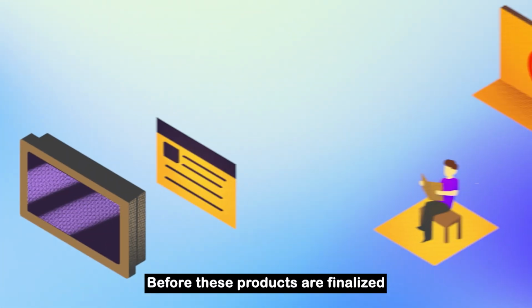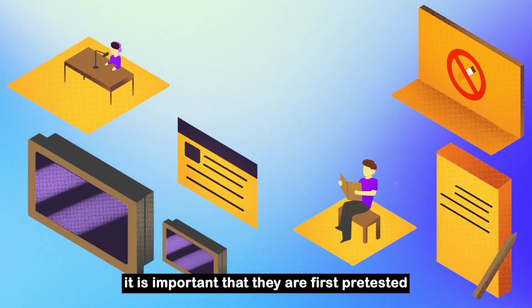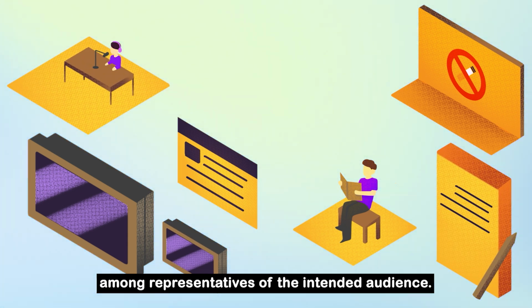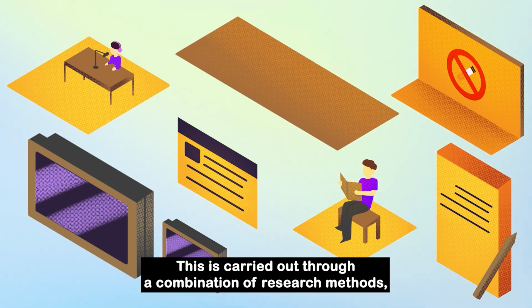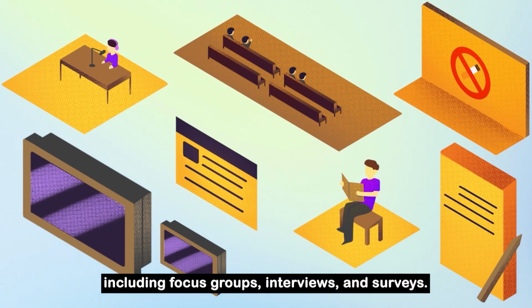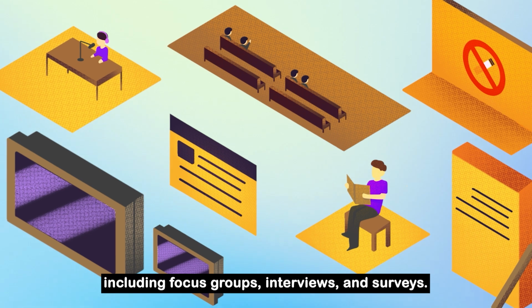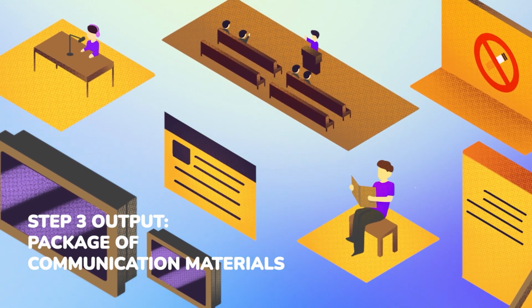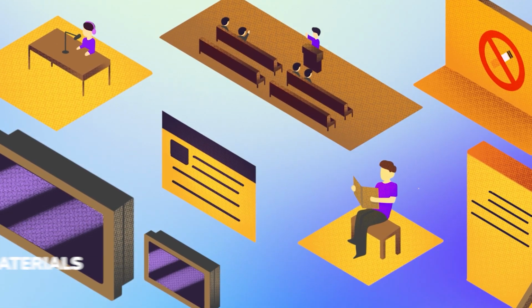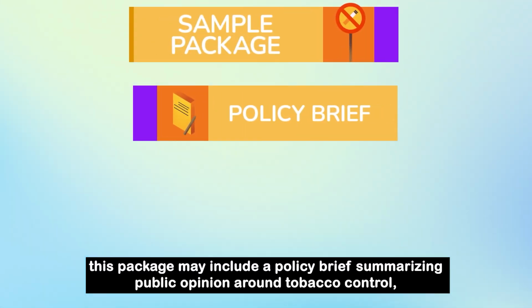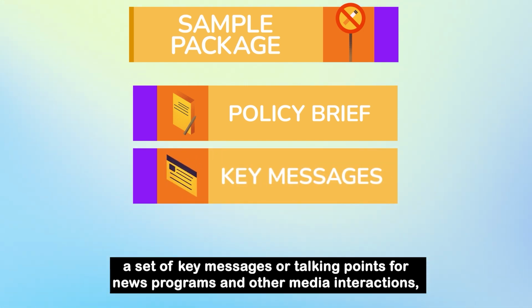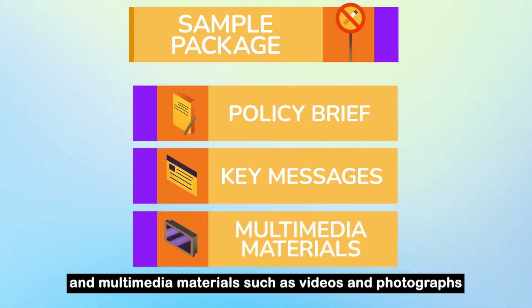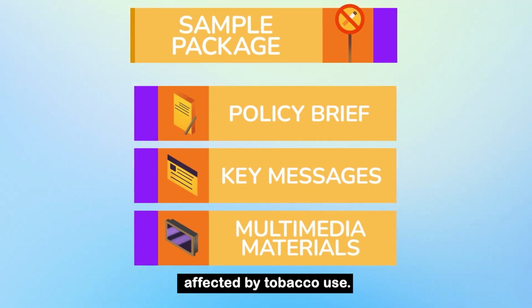Before these products are finalized, it is important that they are first pre-tested among representatives of the intended audience. This is carried out through a combination of research methods, including focus groups, interviews, and surveys. The output of Step 3 would be a package of communication materials. For example, this package may include a policy brief summarizing the public opinion around tobacco control, a set of key messages or talking points for news programs and other media interactions, and multimedia materials such as videos and photographs to accompany the letters from families affected by tobacco use.